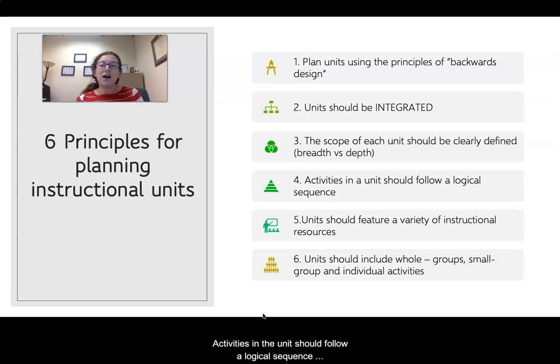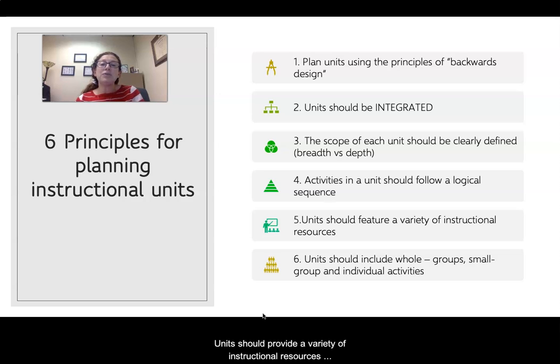Activities in a unit should follow a logical sequence. Scaffold, scaffold, scaffold. If you expect your students to create a timeline of a historical event, they need to learn how to make a timeline first. Same thing with that concept attainment map. You're going to have to build their skill level up so that they'll be able to do that.